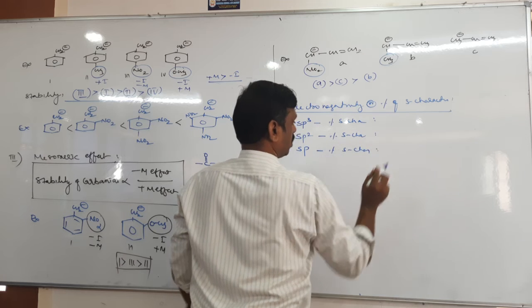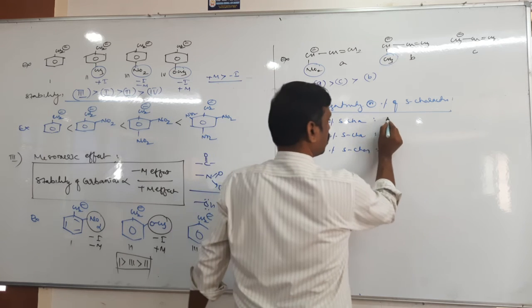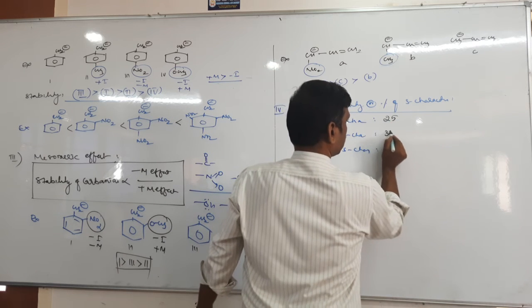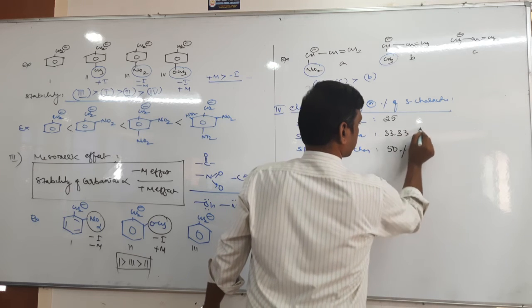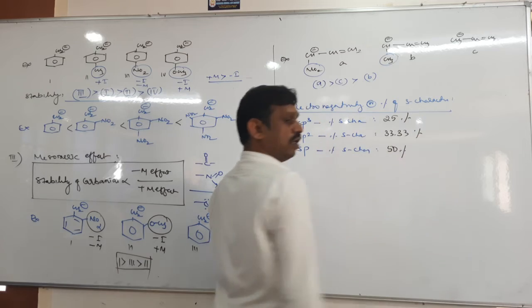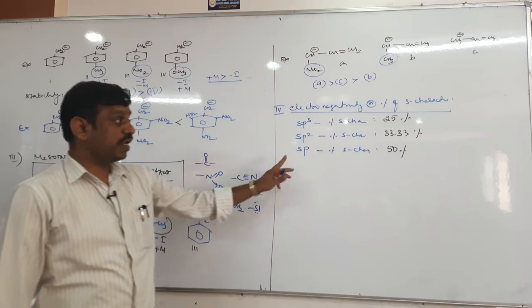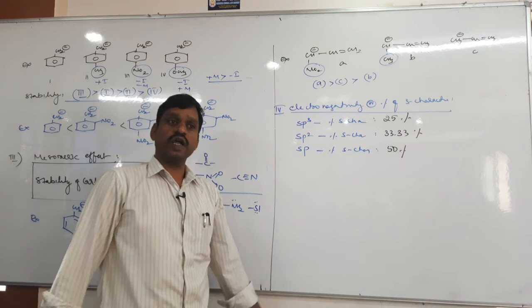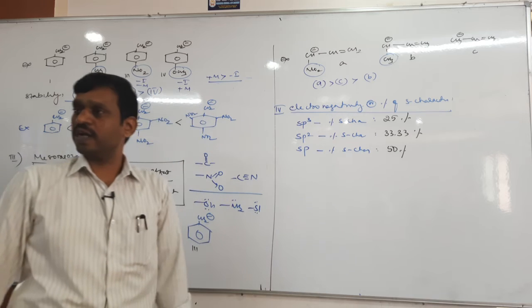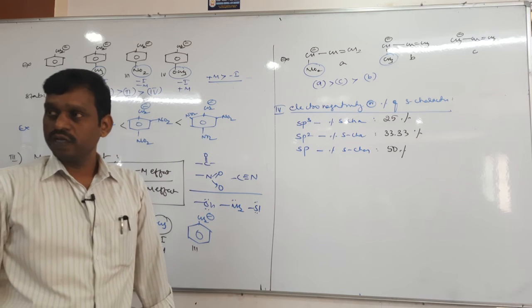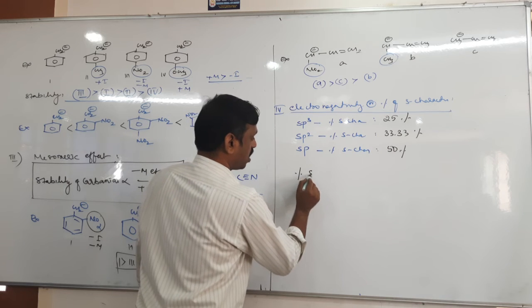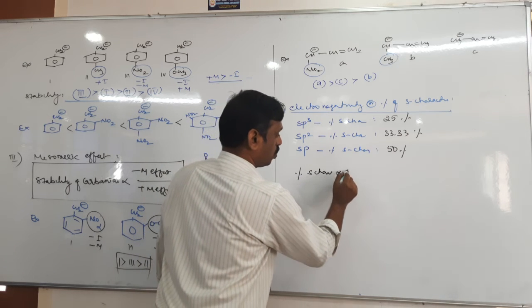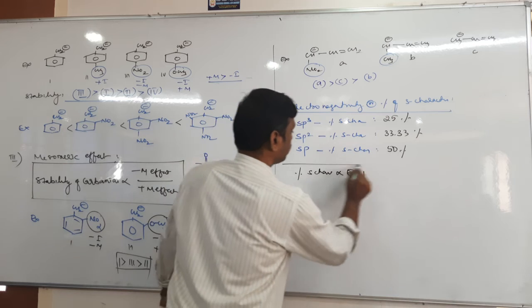Tell me the percentage of S character here. 25, 33.33, 50%. It means sp carbon has the highest electronegativity because it has the highest percentage of S character. And we also know that the percentage of S character is directly proportional to the electronegativity of carbon.